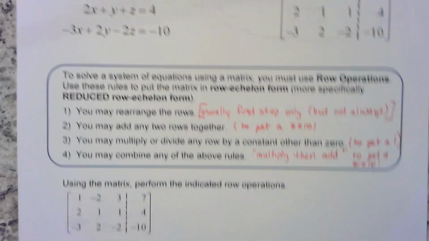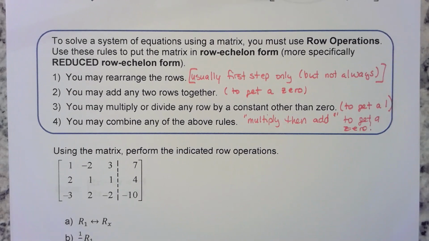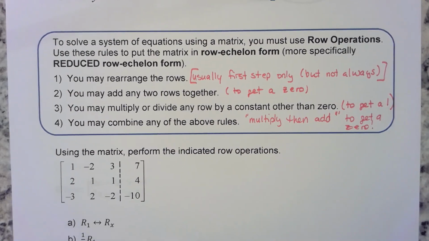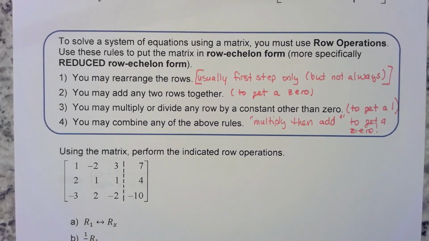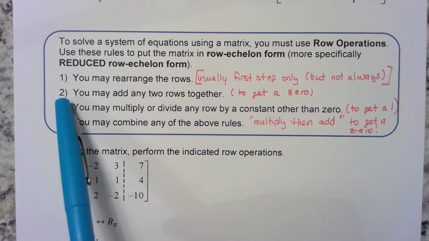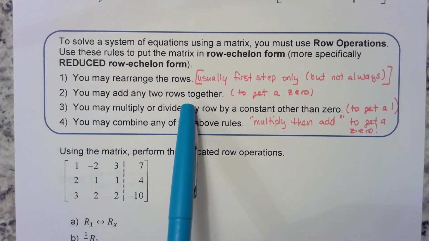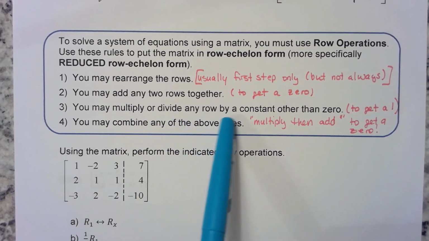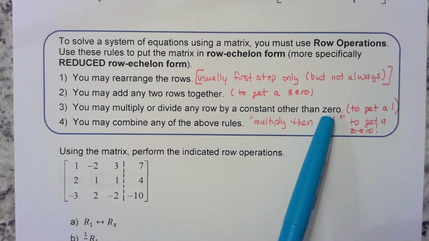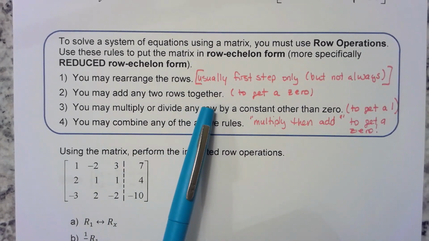Just like learning rules of logarithms, you know, the logarithm game, we have to learn the matrix game. And to learn the matrix game, you have to learn the rules. Well, these are the rules. You are allowed to arrange the rows. You can add 2 rows together. You can multiply or divide any row by a constant but not 0. And you can combine any of these 3 rules. So those are pretty much the only rules that you have to follow.